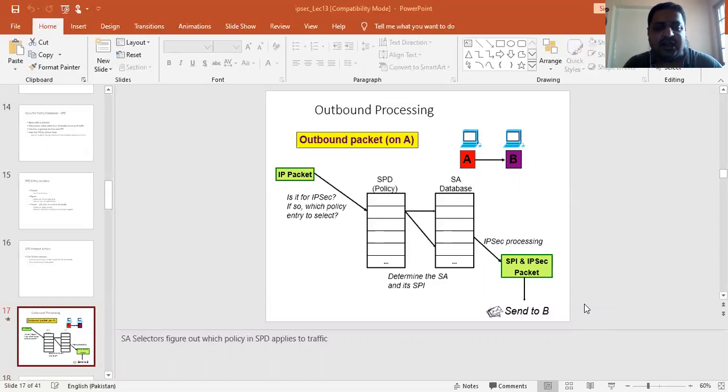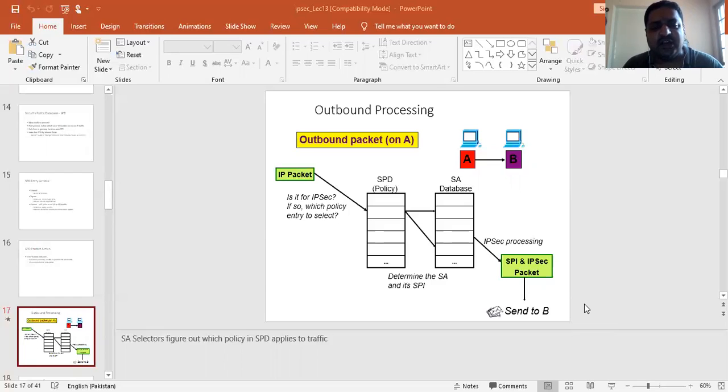For example, it mainly contains the authentication header and the encapsulation security protocol header, and we also discussed different modes of transmitting the data from host A to host B. For example, we discussed the tunnel mode and the transport mode. We use transport mode when we are sending the data from host to host, or from host to a device, for example a gateway, or from a gateway to the host.